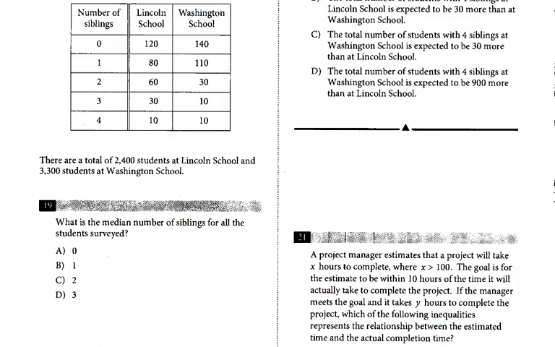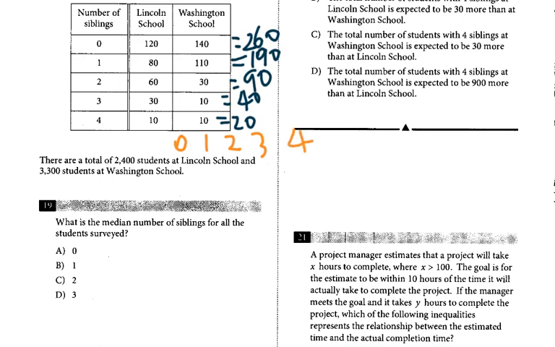For number 19, we want to find the median number. Then you have 4 siblings, here's 20. Then this is 40. Here's 90. And this one is 190. Here's 260. So I will list like this. Here's 0, 1, 2, 3, 4. And I have 260, 190, 90, and 40, and then the 20.